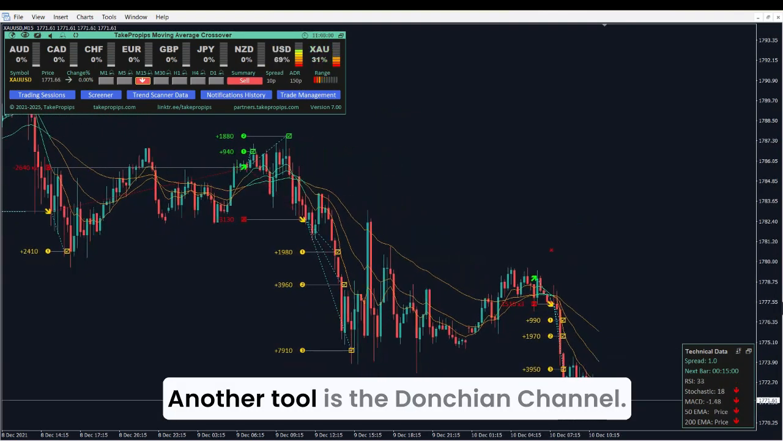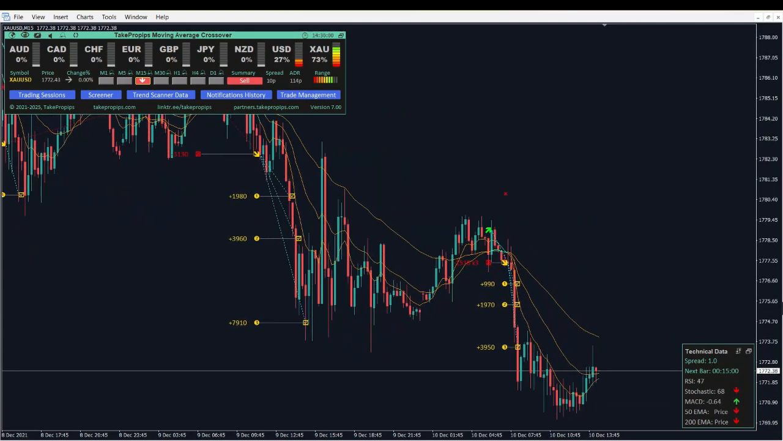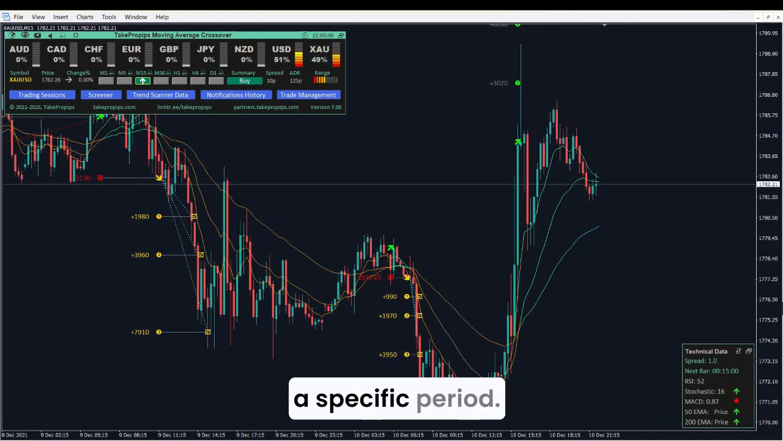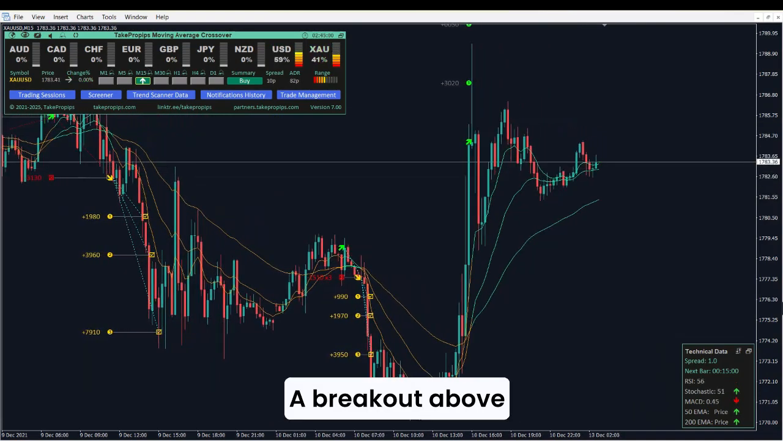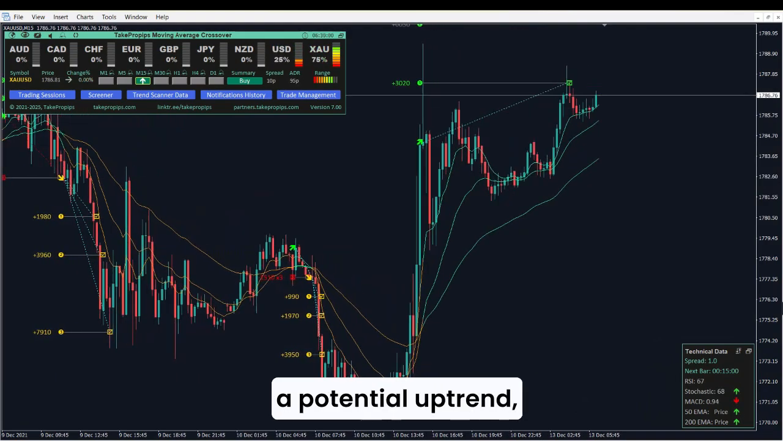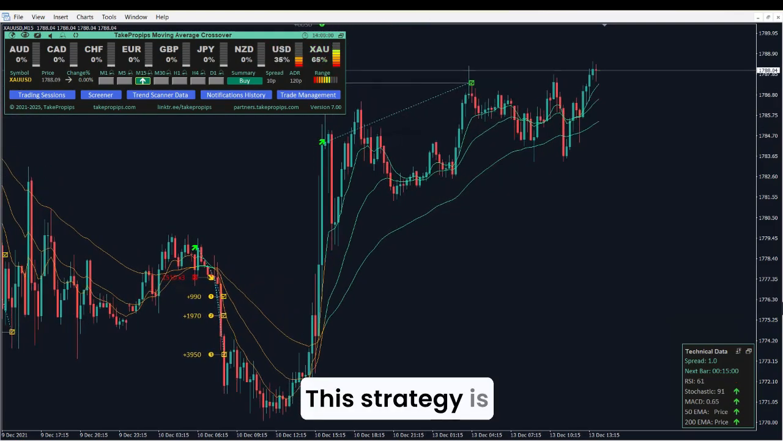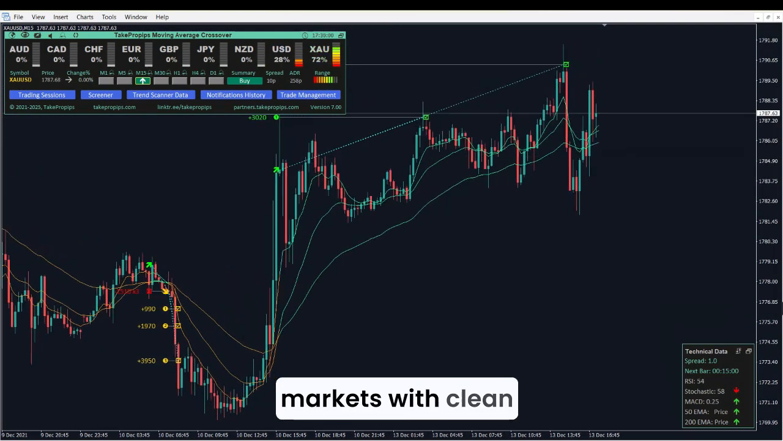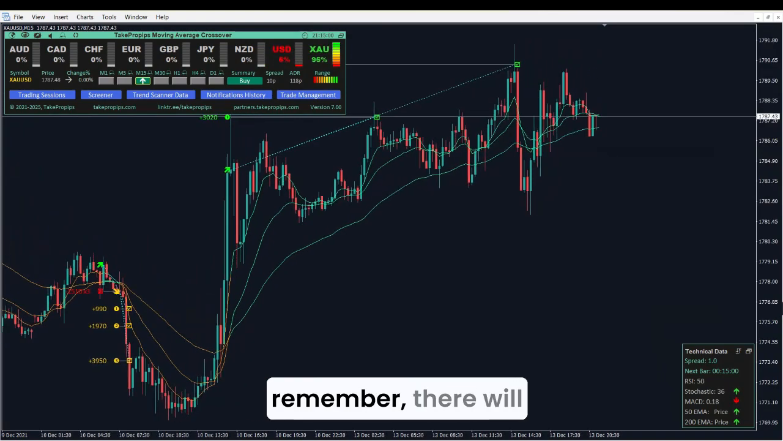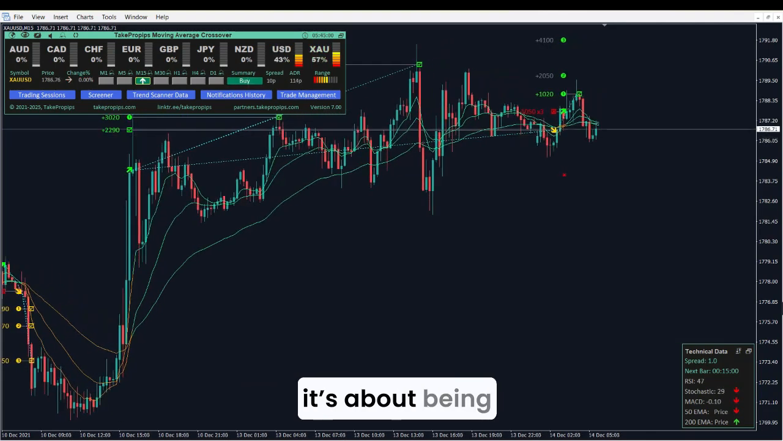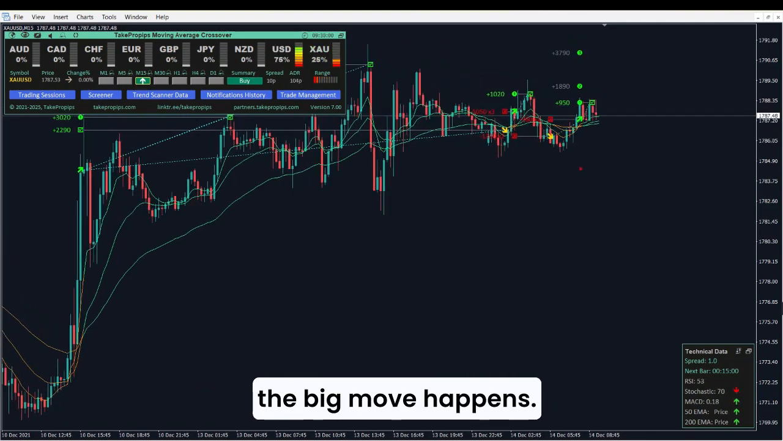Another killer tool is the Donchian channel. This tracks the highest high and lowest low over a specific period. A breakout above the channel signals a potential uptrend, while a drop below the channel hints at a downtrend. This strategy is especially useful in markets with clean momentum, but just remember, there will be whipsaws. It's not about being right all the time. It's about being positioned when the big move happens.